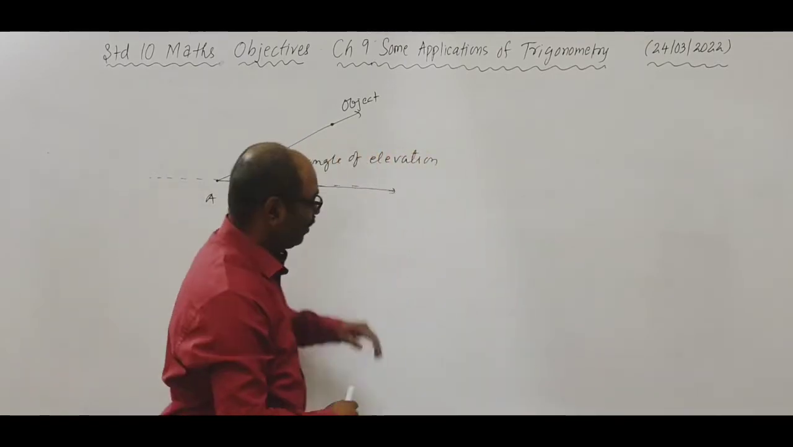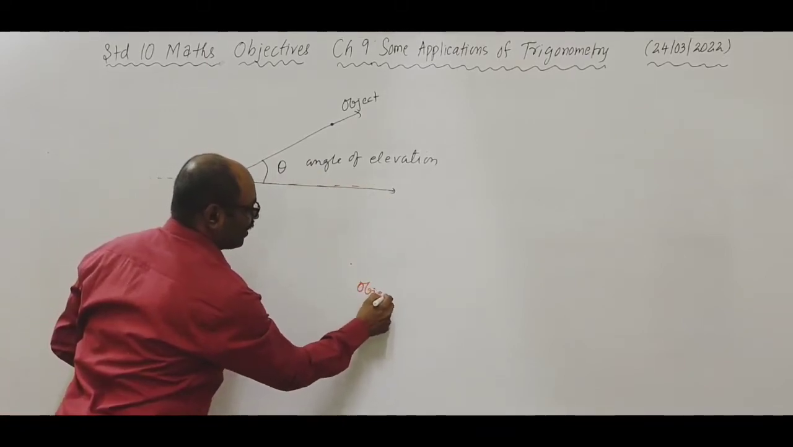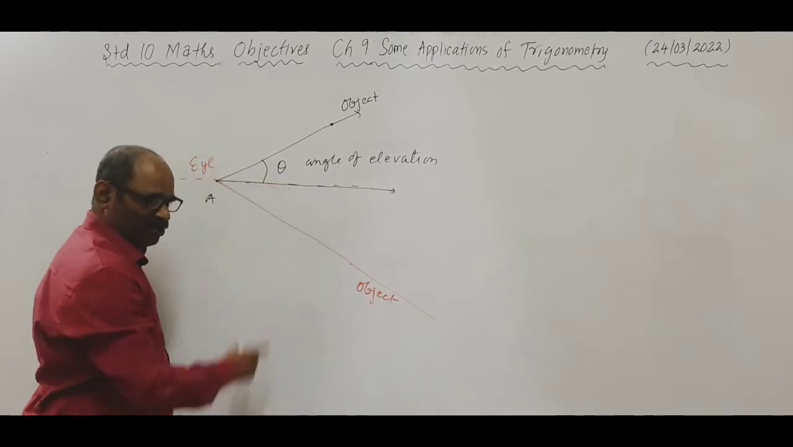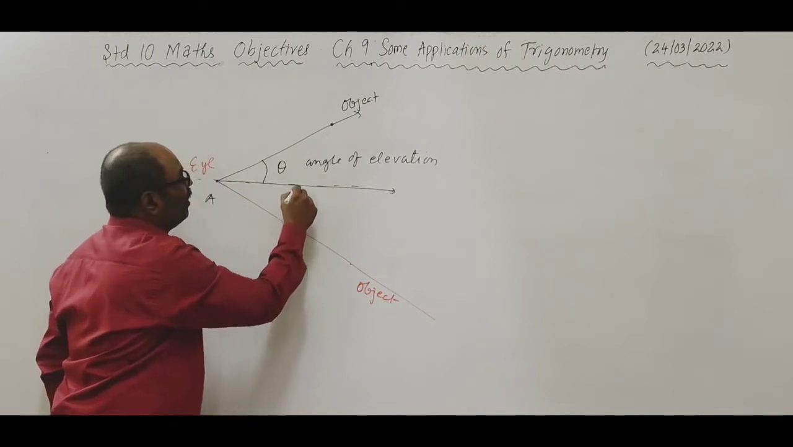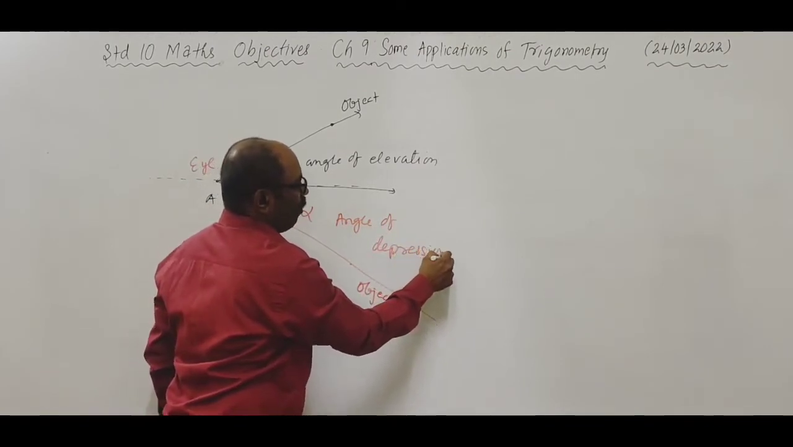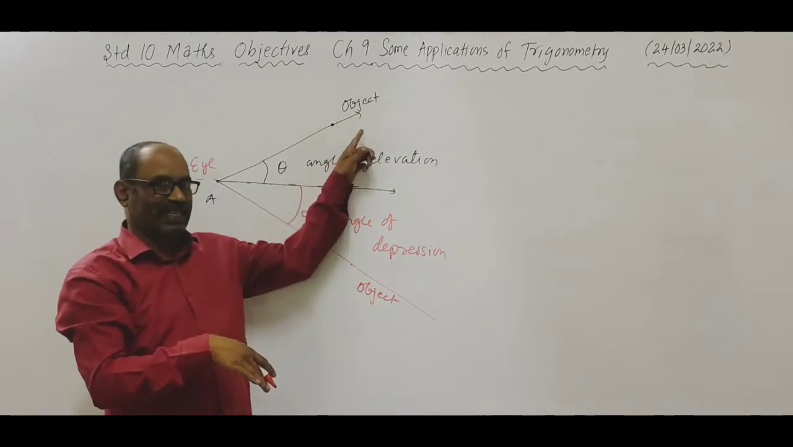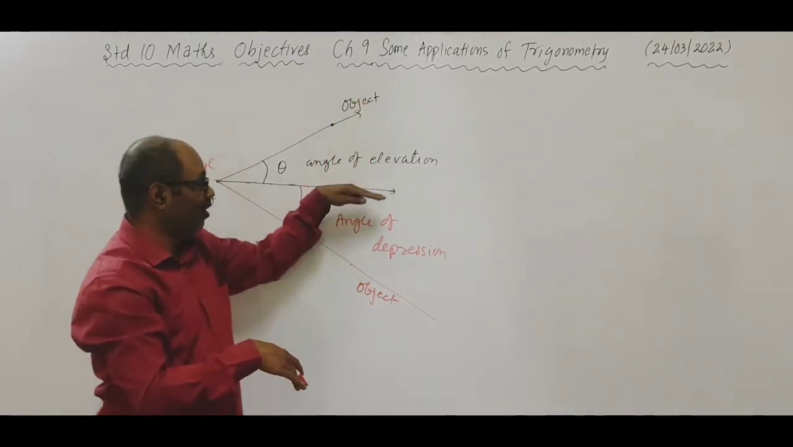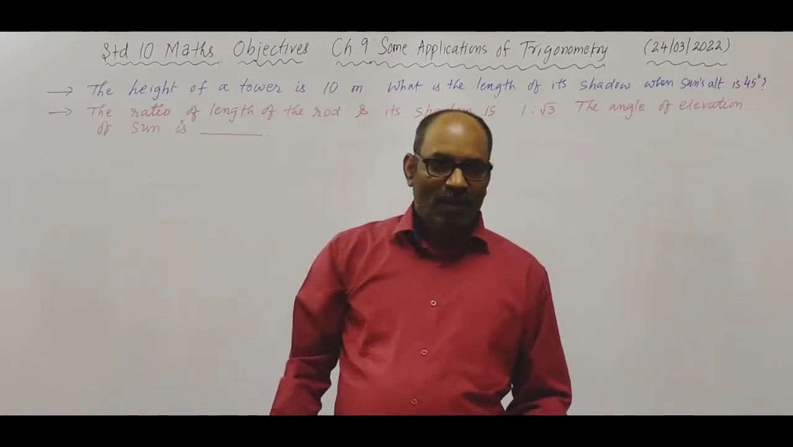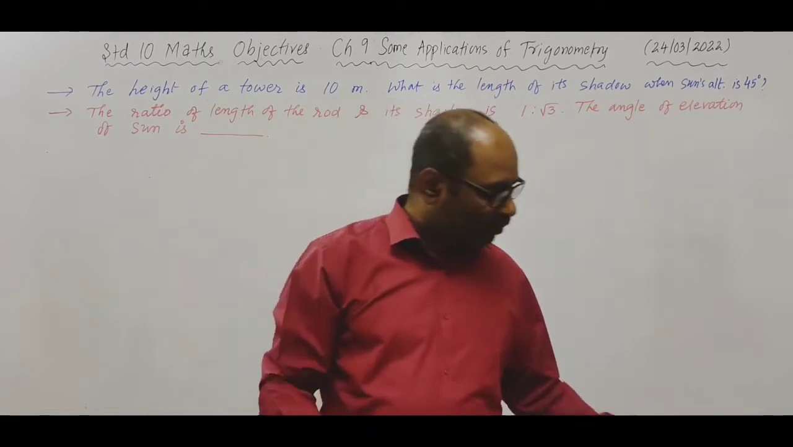But if the object lies below this horizontal line, suppose somewhere here is the object. From your eye there will be one ray, called the ray of vision, and this is the horizontal ray in that horizontal plane. This alpha is called the angle of depression. So if the object is lying below the horizontal plane in which the eye exists, it will be the angle of depression. And if the object is lying in the upper half plane, you will have the angle of elevation. That is all we need here. Let's see some objective questions now.